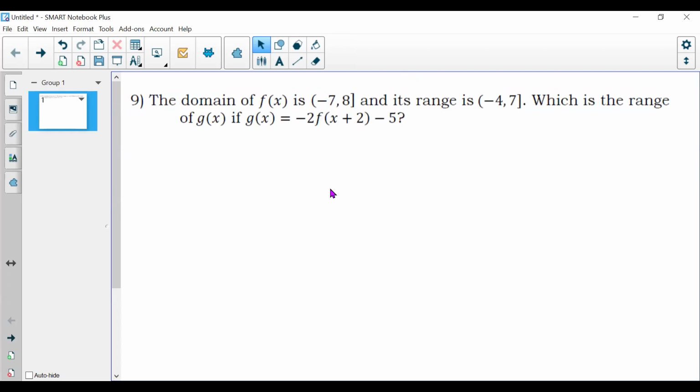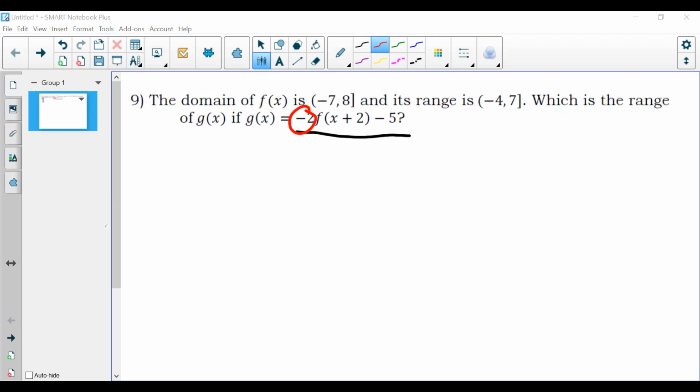So the domain of f of x is from -7 to 8, and its range is -4 to 7. And we're asked which is the range of g of x if g of x is these transformations on f of x. So basically you have a graph f of x, and we do these transformations on f of x to get to g of x. Whenever you do a transformation on a function, you do it to its domain and range too. For instance, this -2 means I vertically stretched it by 2, so my range also increased by a factor of 2, and that negative tells me we also vertically reflect it, and at the same time you reflect it on your range as well.